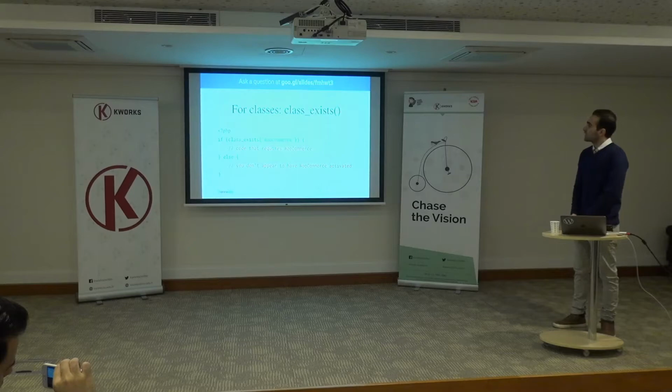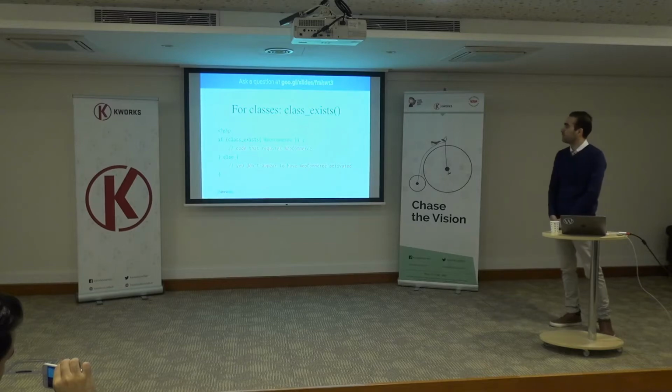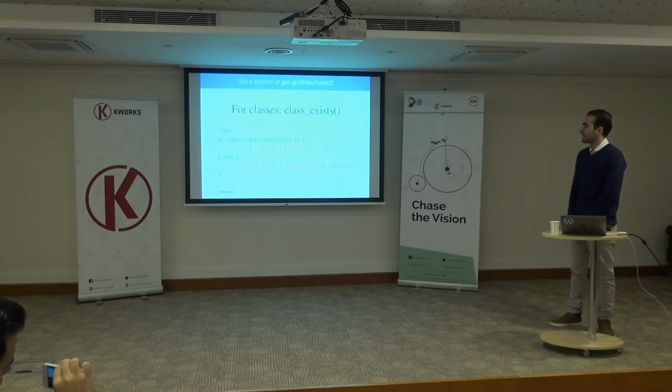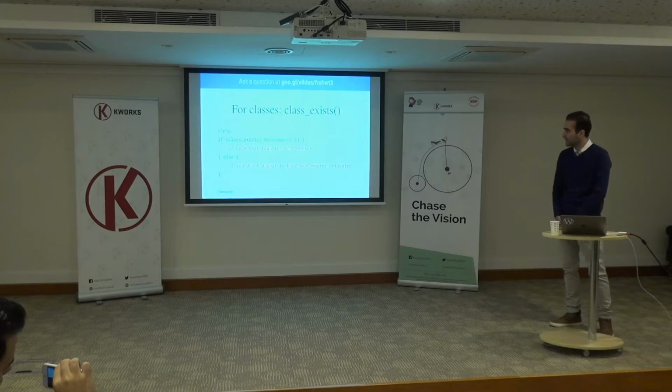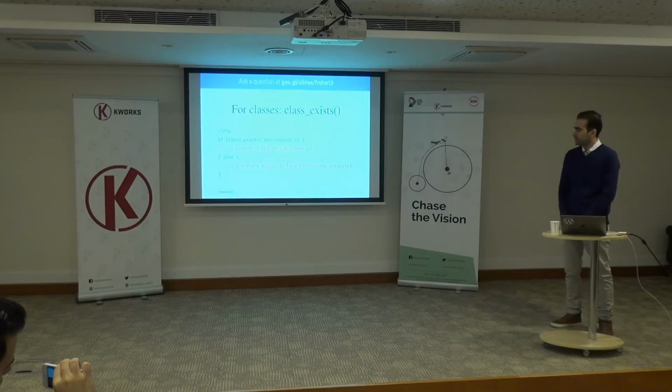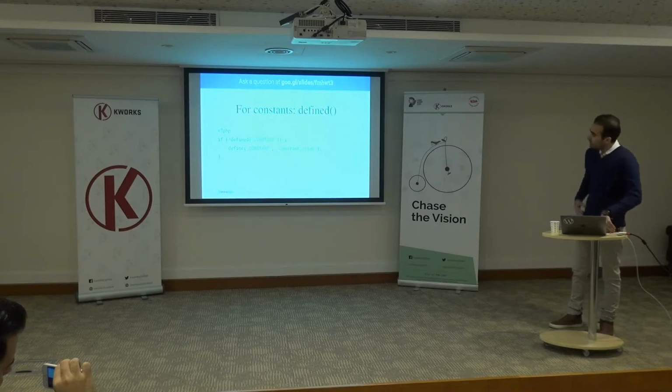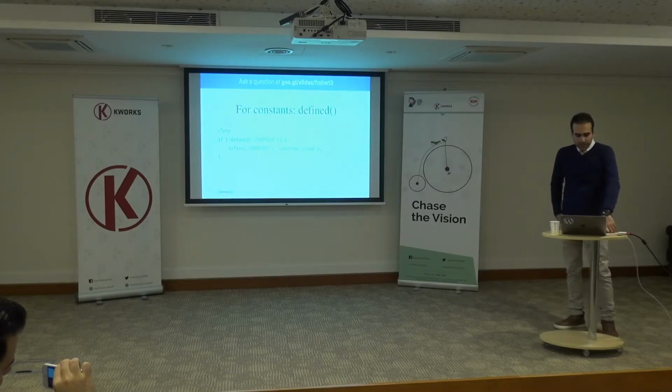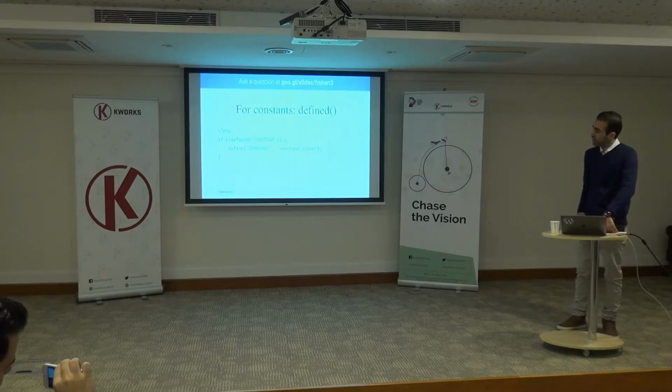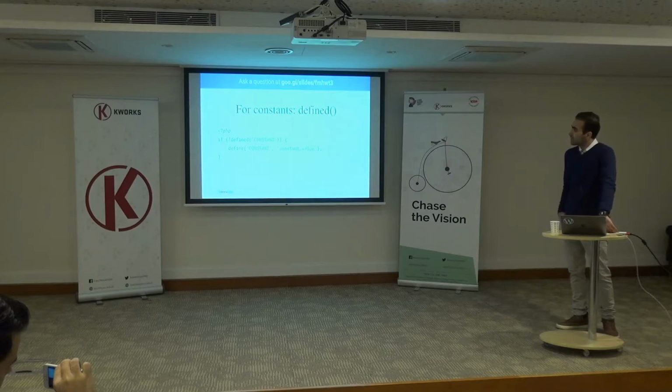And for classes, you can use class_exists. I think this is the best example. You can check for a class in another plugin and run your code or hooks. For constants, you can use defined. Sometimes you should set a value for a constant if it doesn't have any value. It's a good example. Look at the slide.